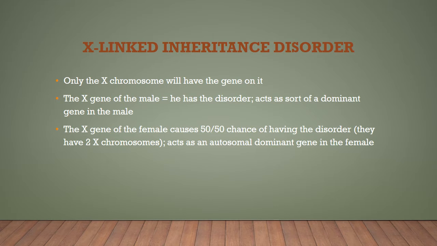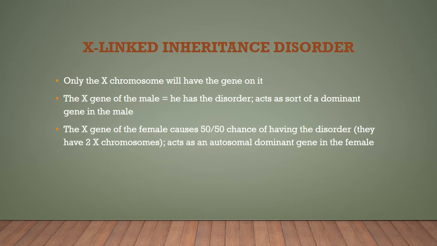Next, we'll talk about the X-linked inheritance disorders. These are the disorders where only the X chromosome will have the gene on it. When you think of that, you realize that both male and female have the potential to have that X chromosome with that gene on it, because both males and females have the X gene. If the male has that chromosome, he has the disorder. It acts as sort of a dominant gene in the male. It's not offset by anything because that X is all there is. It's got the problem attached to it. The male will have that problem, that disorder.